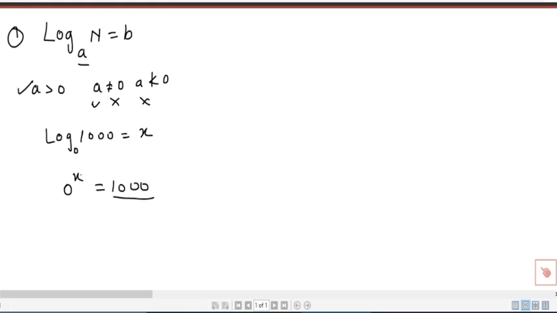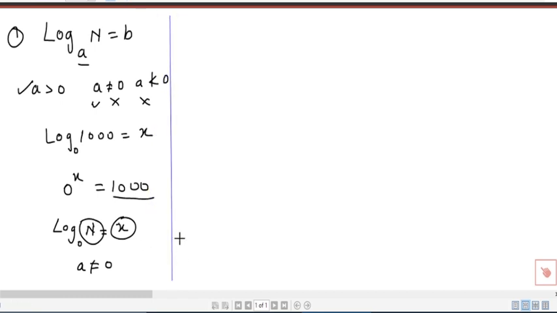Here 0 power 2, 0 power 3, 0 power 4, 0 power 5, 10, 20, 15, anything you take, you will always get 0 here. So log base 0 of any number n is uncertain. Here x cannot be a unique number, and n cannot be any number except 0. So this is impossible. So a cannot be 0, else you won't get any answer.